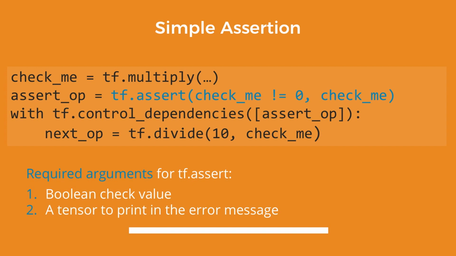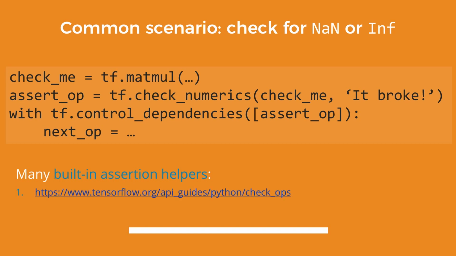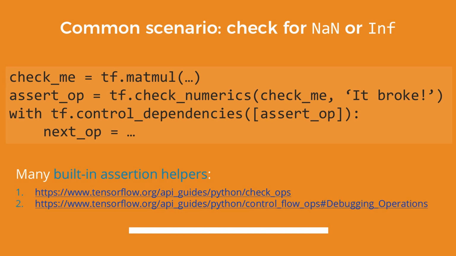And you'll see here, it says, check me with 0. That's not right. So another common scenario using built-in helpers, if you have not a number or infinity because of exploding gradients or something like that, you can use tf.checkNumerics to automatically put together this assert statement for you. You still have to add the control dependencies operation at the beginning. So there's lots of built-in assertion helpers, and I've added some links to the code down here. Again, I have these slides here, so you don't need to try to read the tiny text.